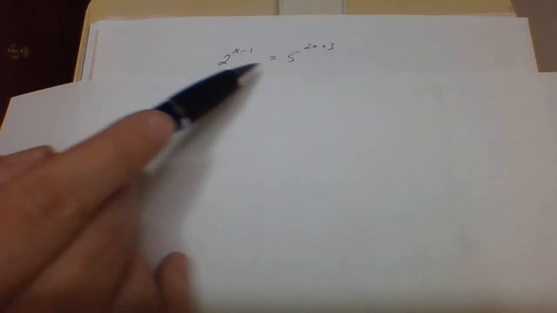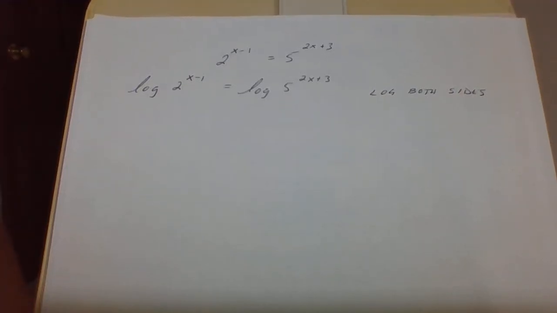However, in this case, we cannot write 2 and 5 so that they have the same base, so we're going to go ahead and take log of both sides. Now, you can do log, or you can do natural log of both sides. Whichever one you want to use, go ahead and do that. Just make sure you're consistent throughout your problem. We're going to end up with the same answer either way. So I'm going to go ahead and use log of both sides.